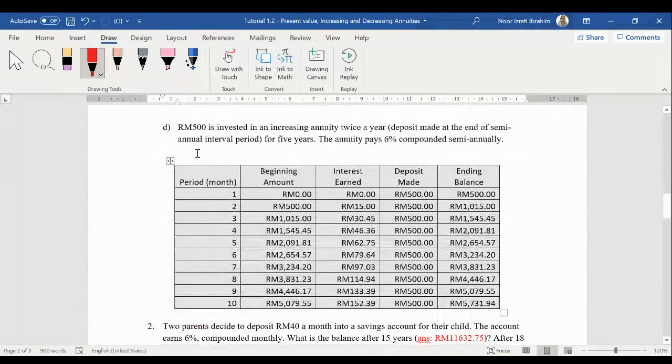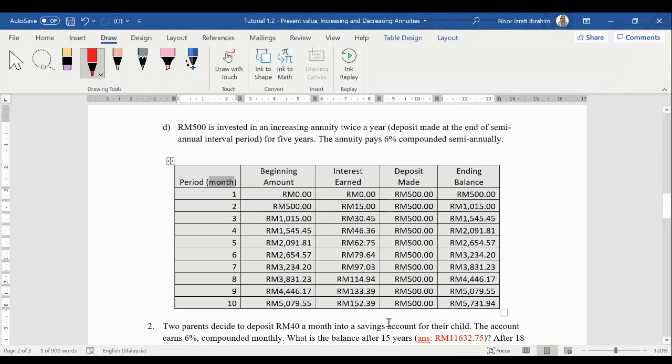Question number D. Okay, scenario number D. 500. Oh, sorry. Hold on, yeah. Why make it in month here? Okay. 500 is invested twice a year. So this is every 6 months. Okay, not month. Every 6 months, twice a year.